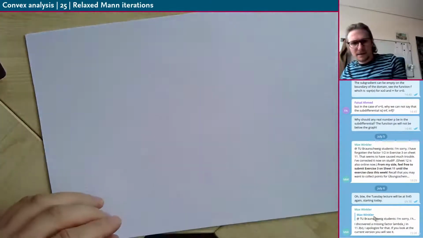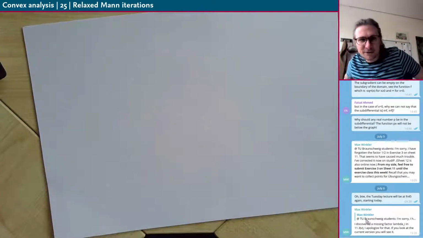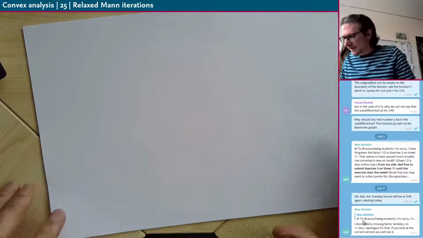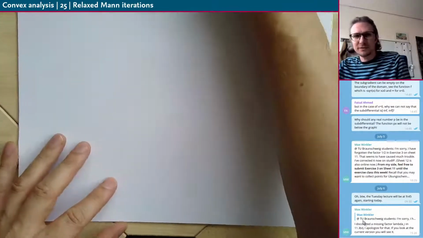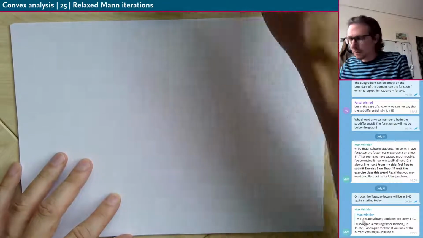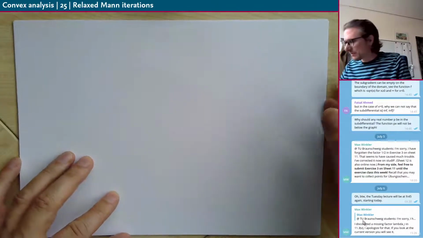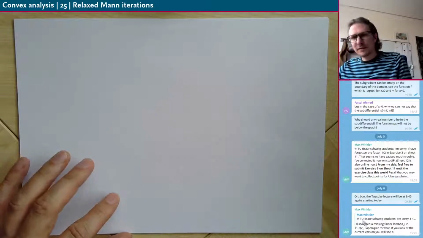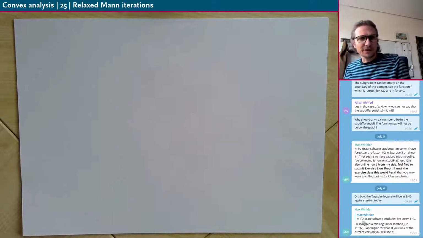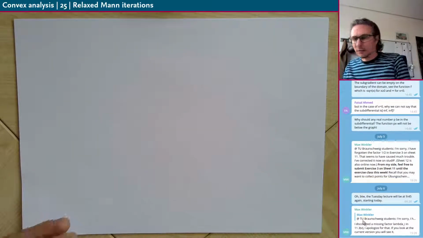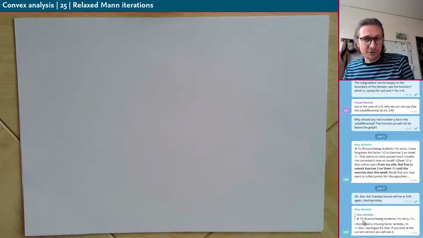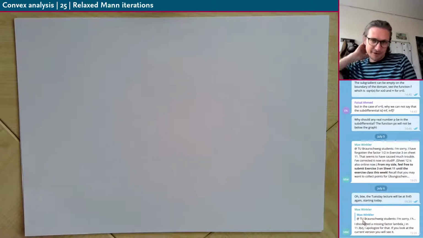So, hi and welcome to lecture 25 on convex analysis. And today in this lecture we come back to the analysis and development of algorithms to solve optimization problems. So now we're in the realm of monotone operators, and so we're going to develop algorithms for monotone inclusions instead of convex optimization problems.